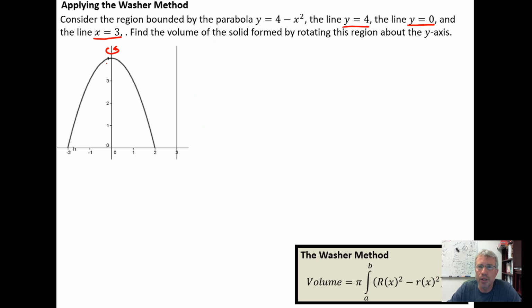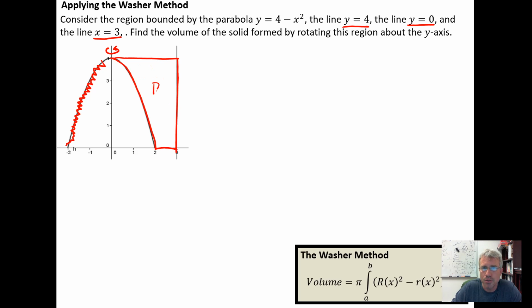So the region we're working with is the region bounded by the parabola, so that's this guy. And I know I don't need this part of the parabola because of the other bounding regions. It says the line y equals 4, which is right here, the line y equals 0, which is down here, and the line x equals 3. So the region in red is going to be the region.